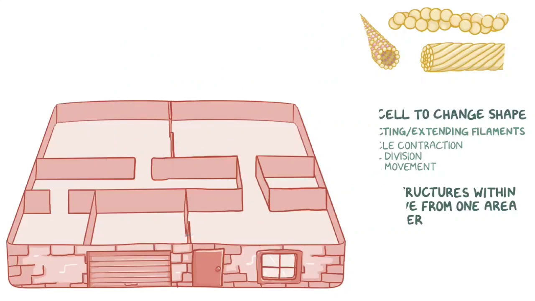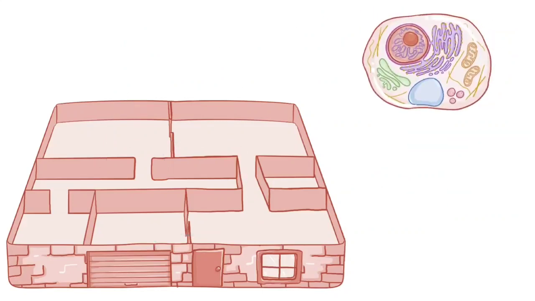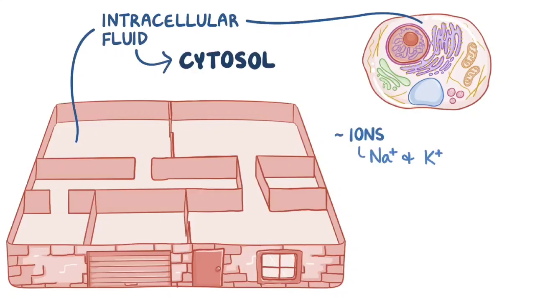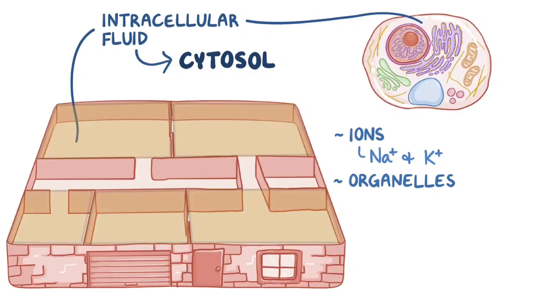Now that the apartment is built, let's fill it in. The cell is filled with intracellular fluid called cytosol, which contains various ions like sodium and potassium. In addition, cells have a number of organelles, which are like little rooms within our apartment. And together, the cytosol and the organelles make up the cytoplasm of the cell.